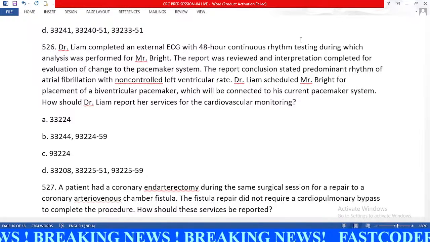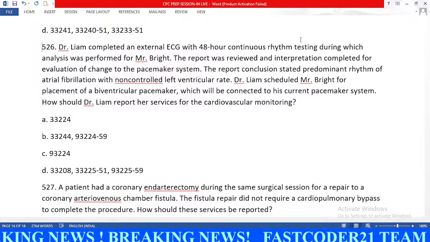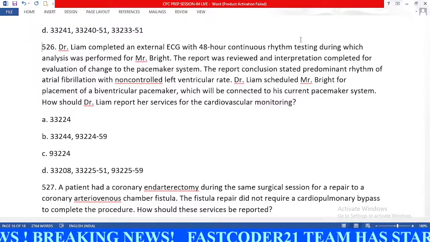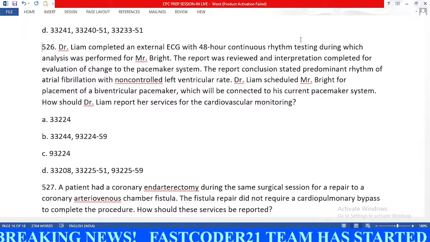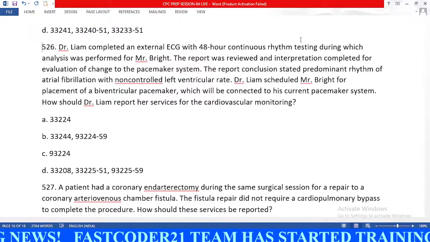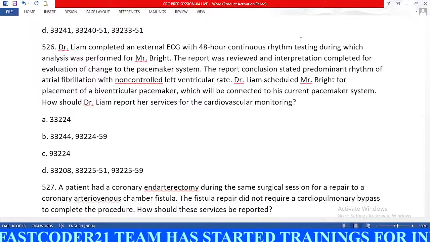Here we need to code for cardiovascular monitoring. You need to write the answer properly. You need to check and understand the question properly. So here we need to code for cardiovascular monitoring only, based on the question.